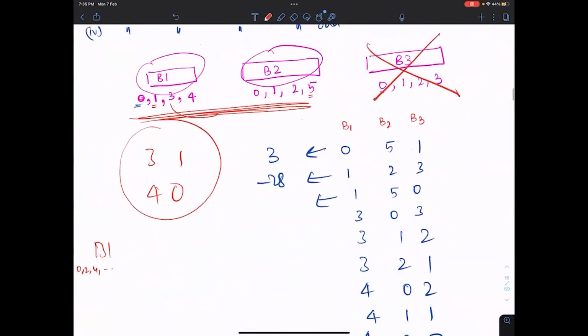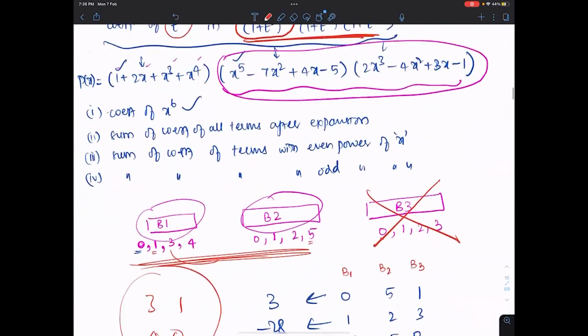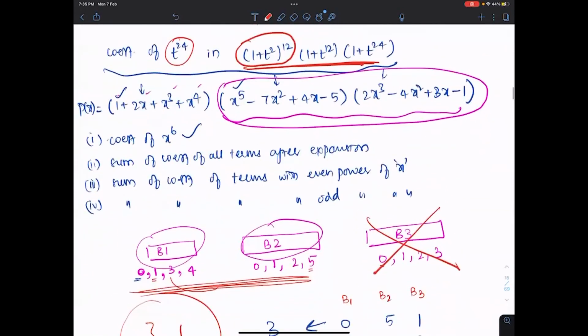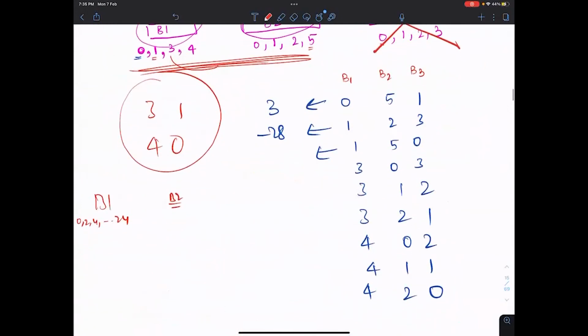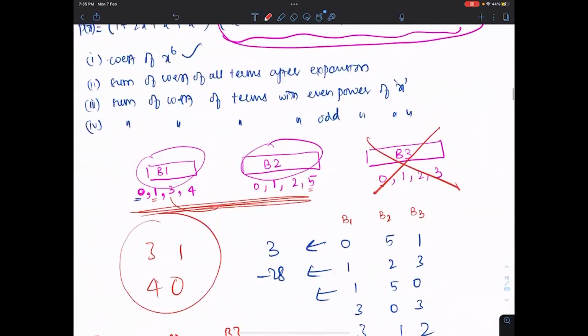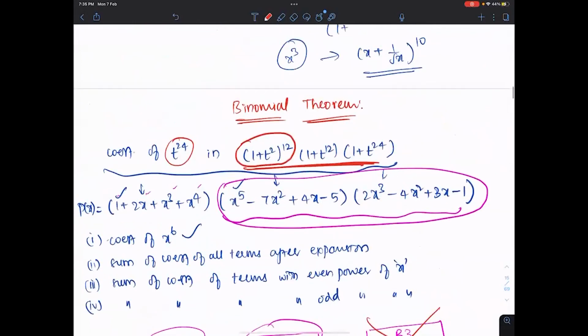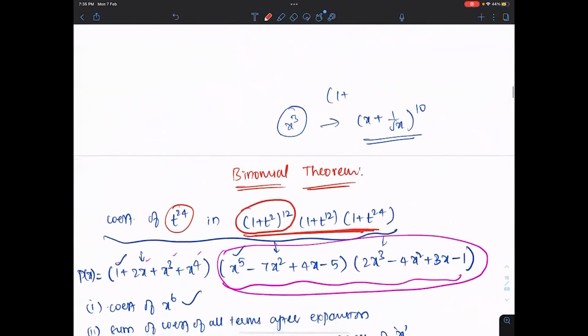In the second basket, what is there? Only two terms are there, 0 and 12. In the third basket, it is 0 and 24 because you see this basket. Okay, that's all. Now I'll write B1, B2, B3.